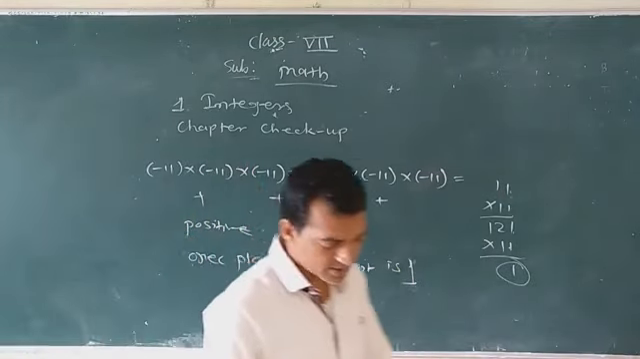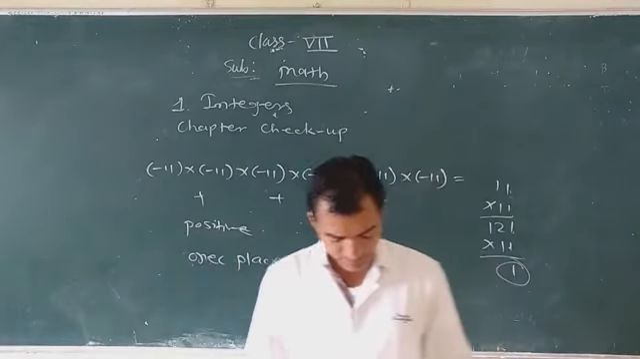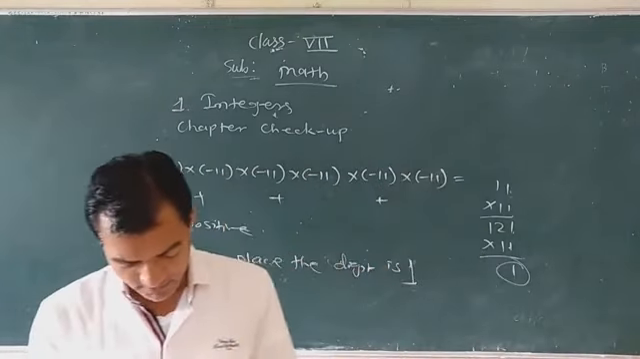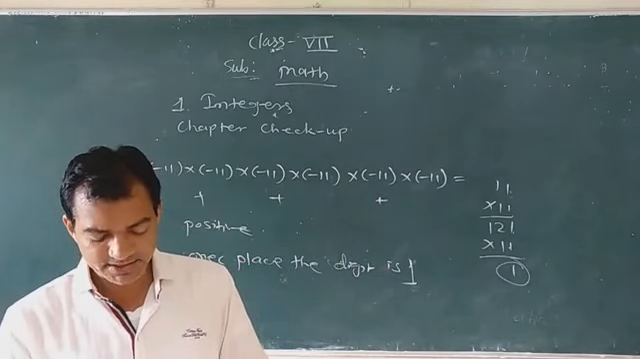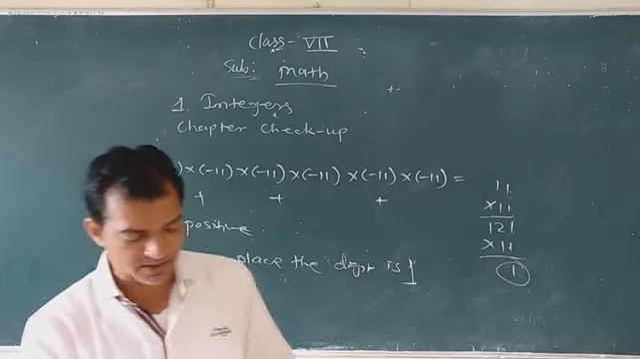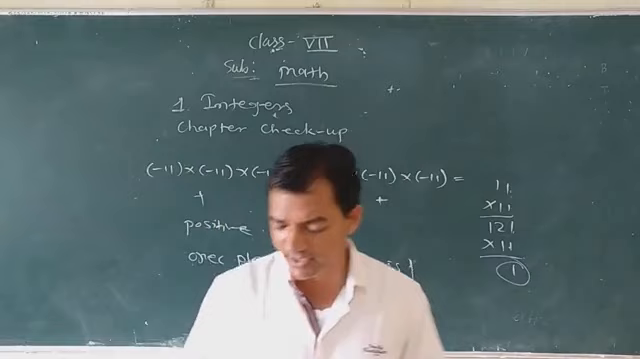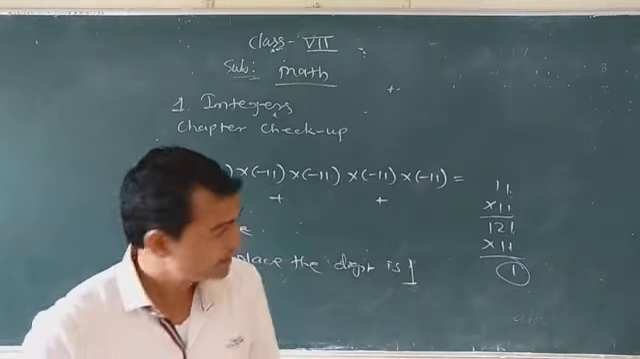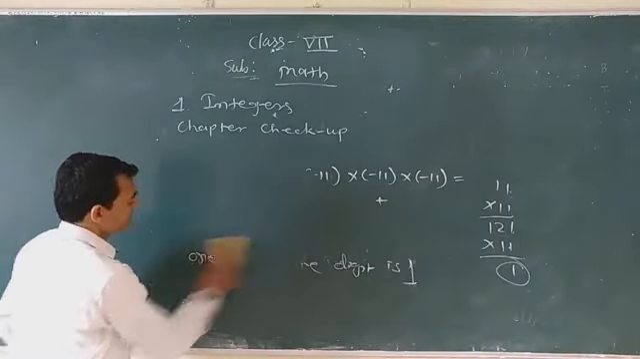Okay, and now the last question: when the greatest negative integer is subtracted from the smallest positive integer. What is the greatest negative integer? Can you tell me?